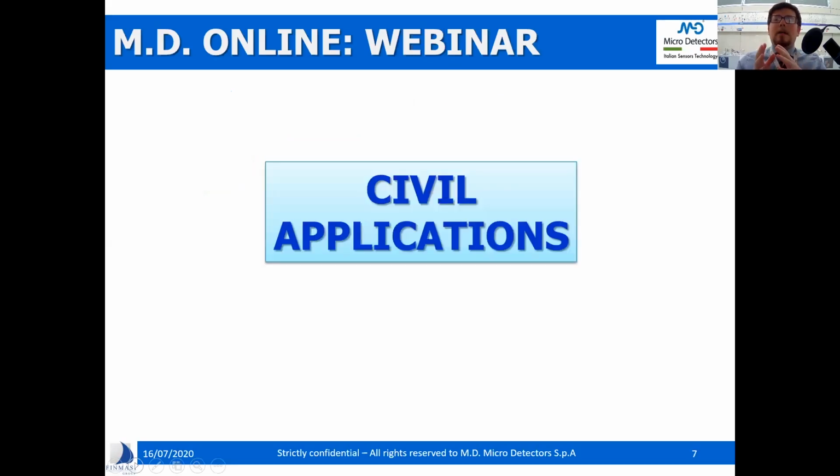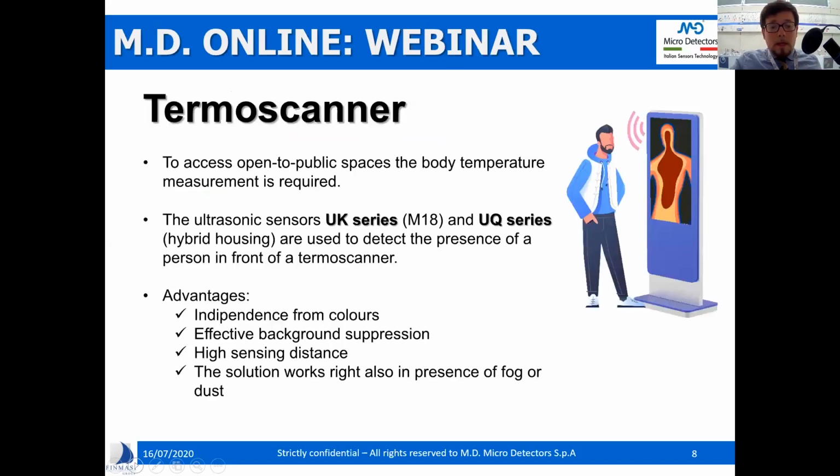So let's start with some of the most significant civil applications that we have solved. Let's start with the measurement of the body temperature. This activity can be performed thanks to an automatized thermoscanner.